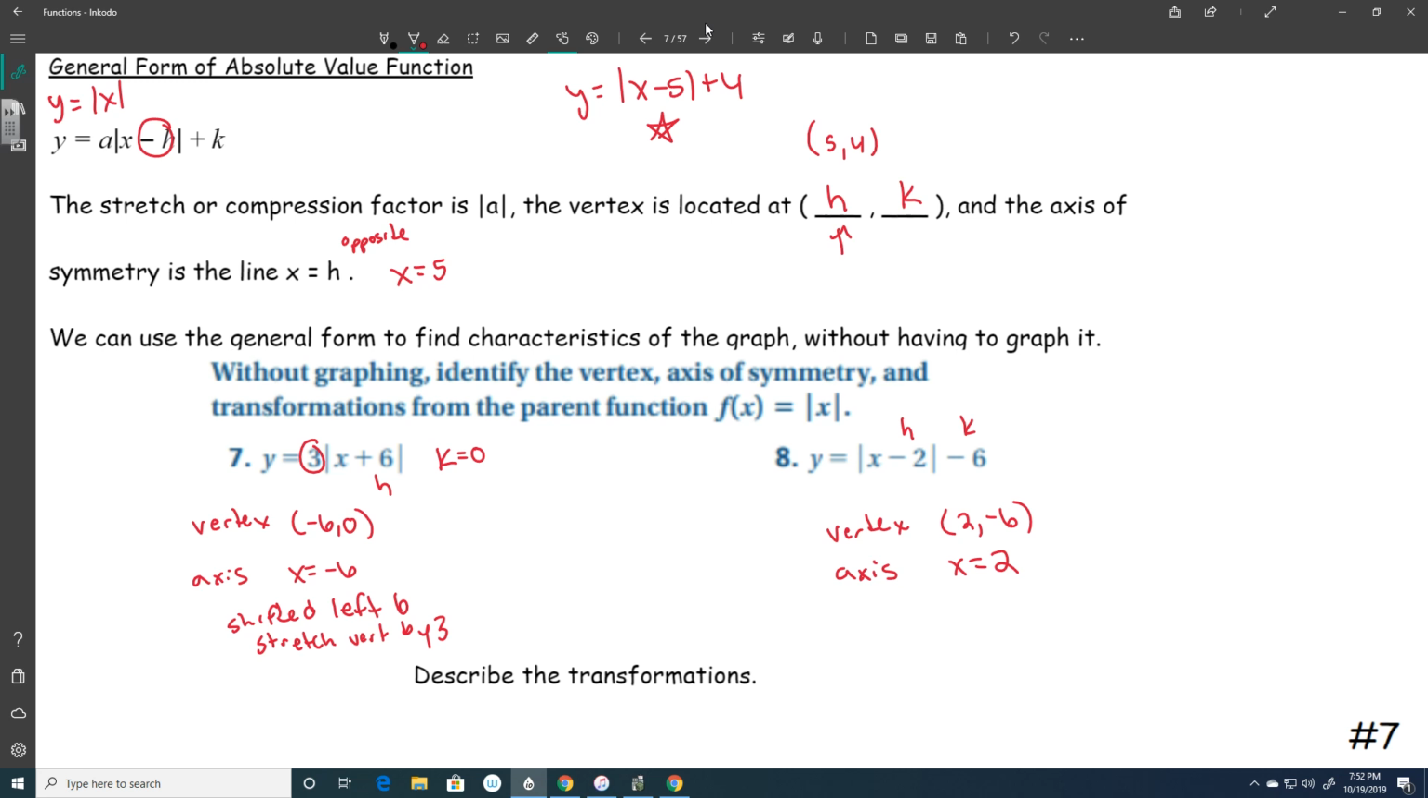And if I describe what's happening to my graph, this -2 means that it's going to be shifted to the right 2 places. And this -6 means that it's going to be shifted down 6 places. The minus means it goes down. There's nothing in front, so there's nothing stretching it or flipping it or anything else. It's just shifting to the right and down. Okay, so pause the video, give number 7 on the homework a try. See if you can figure out how to do that one on your own.